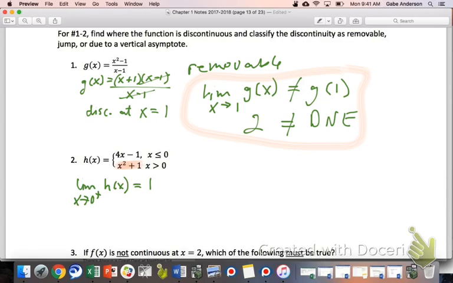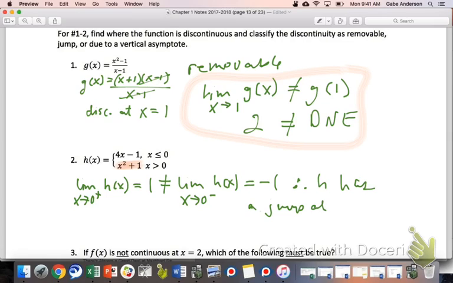Okay, keep going. The limit as x approaches 0 from the left of h of x would be negative 1. So as you approach 0 from the right, you get 1. As you approach 0 from the left, you get negative 1. All we really have to do at this point is say those are not equal to each other. Since the left-hand behavior and the right-hand behavior are different, it has to be discontinuous. Therefore, H has a jump at x equals 0.